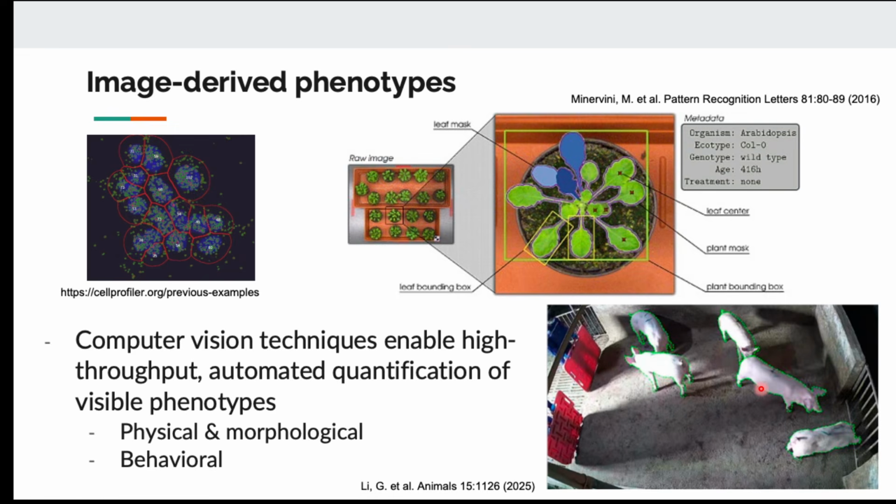With videos, we can also track how much the animal moves around. We can even calculate the distance that they move in a day and how much time they spend lying down or walking. So these are behavior phenotypes that can tell us about the health and status of the animal.